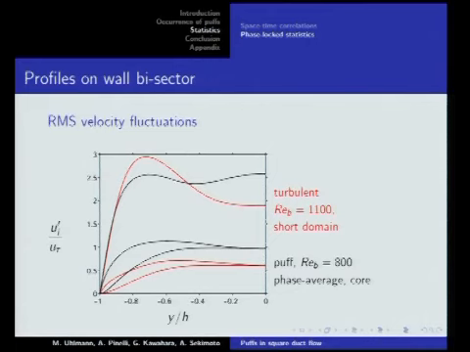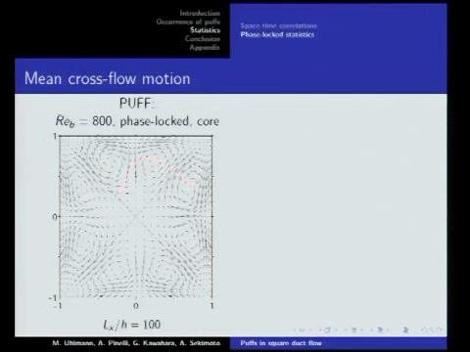Here we see the profiles of the intensity of the velocity fluctuations in the core of the path. These are the black lines, and the red lines correspond to marginally turbulent flow. And we see, although the levels do not match, especially here in the cross-stream directions, that the overall shape of the profiles is actually quite similar, and specifically the peak here, which can be attributed to the streaks.